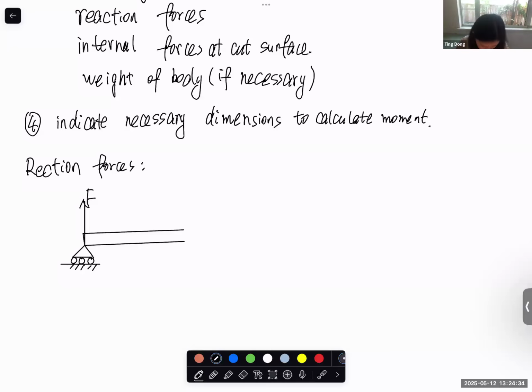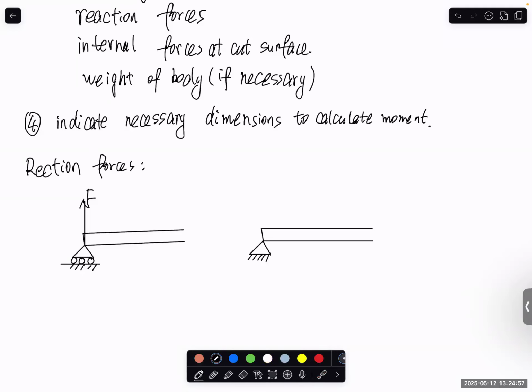Right. And how about this one? Pin joint. Is it the same or different? Two reactions. Yes, thank you. Now you should have a reaction force in the x direction and the y direction.